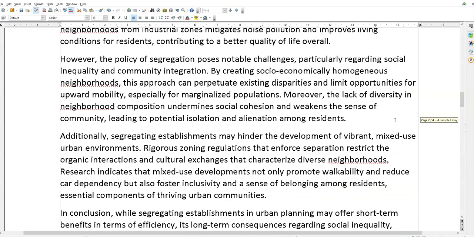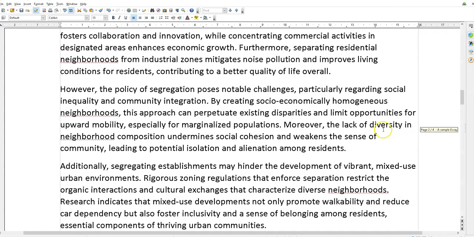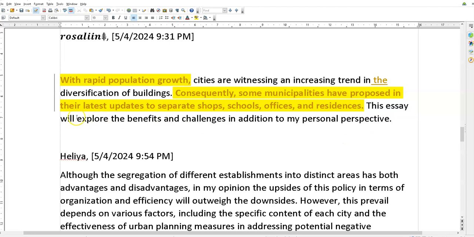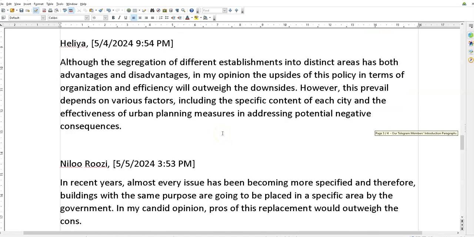The question specifically says, do the advantages outweigh the disadvantages? So you say yes or no. But you're exploring, well, there's nothing to explore. And of course it's going to be your personal perspective because you are the author. You're the one who is writing this. So that essentially is meaningless. That's a waste of words, and you've misread the topic. So that wouldn't really work at all.